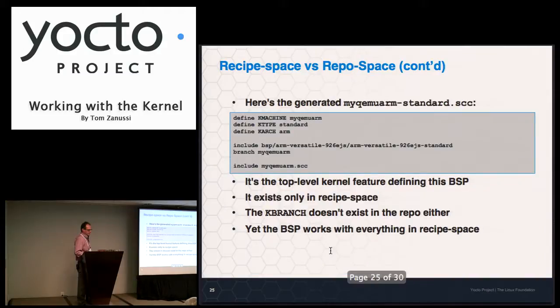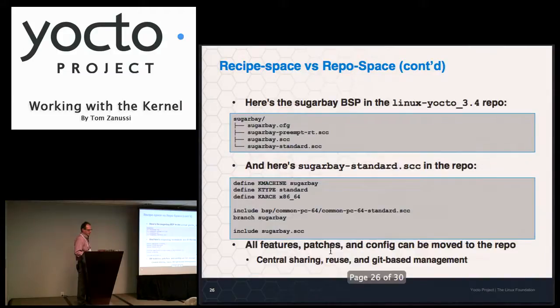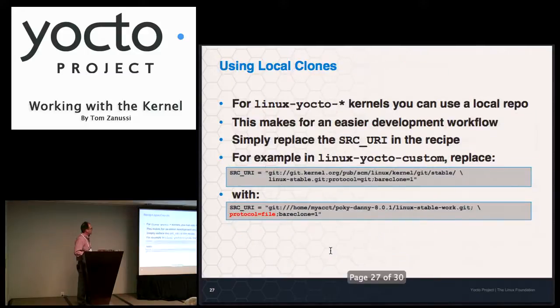I'll skip this one, and for the time being, I kind of talked about it already. The difference between recipe space and repo space is that you can do things in the repo or the recipe space and sort of transfer those back and forth at will. Just giving you an idea that you can do whichever you want. You don't have to commit to any one way.